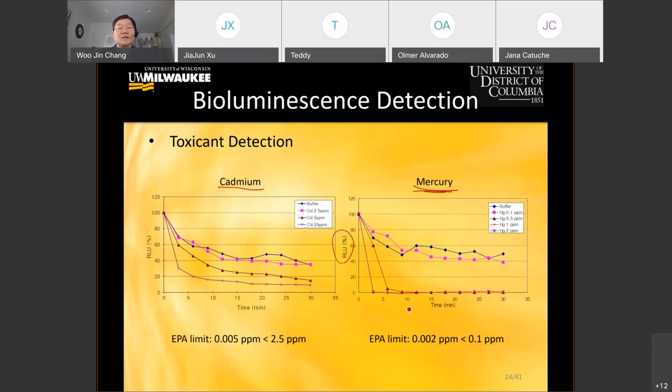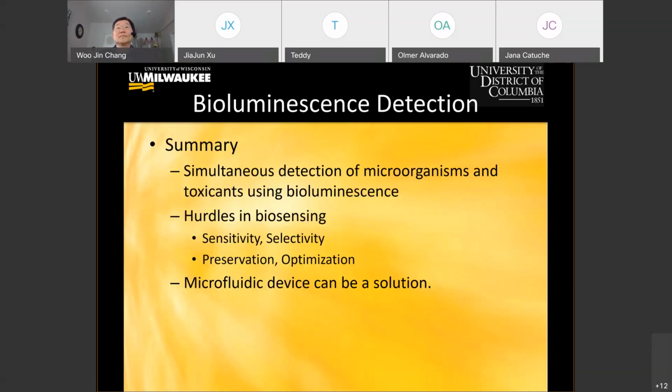Just one characteristic of this method is time. Because I need to use the bioreaction, the reaction time could be longer than other methods, 5 minutes or 10 minutes. So that was about the bioluminescence-based detection of microorganisms and the toxicants simultaneously.